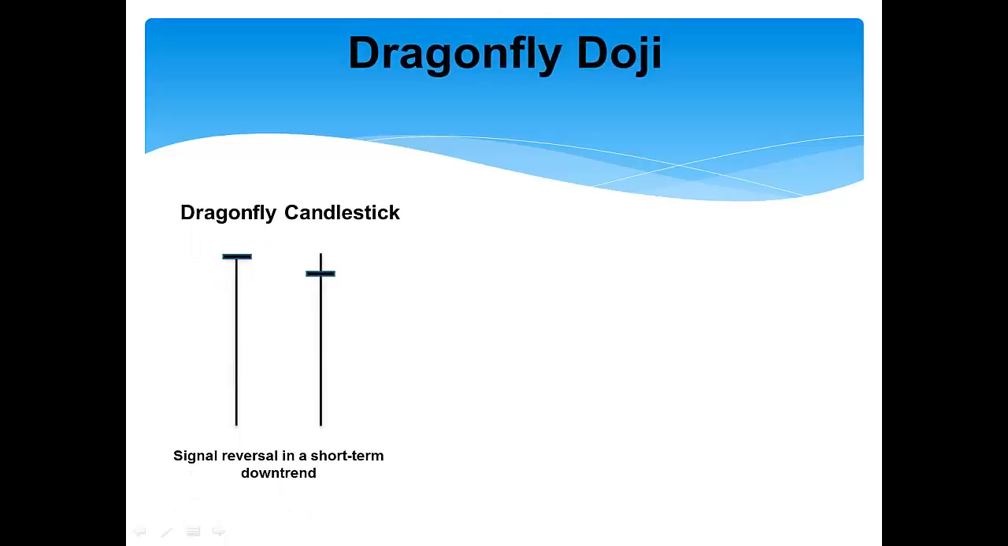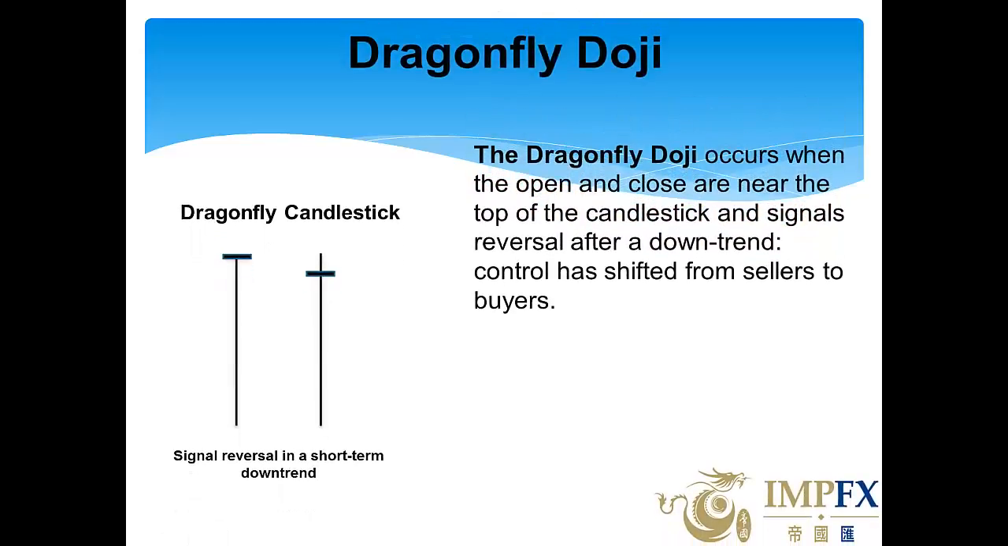The Dragonfly Doji. The Dragonfly Doji occurs when the open and close are near the top of the candlestick and signals reversal after a downtrend. Control has shifted from sellers to buyers.